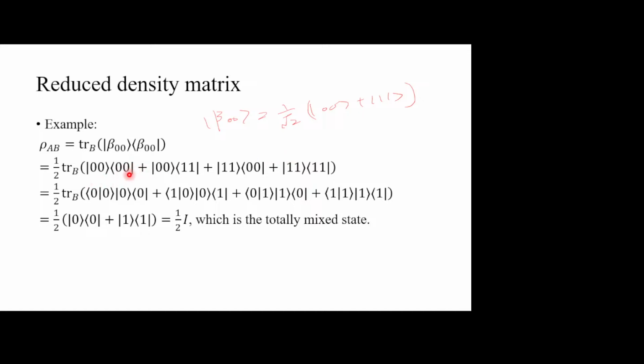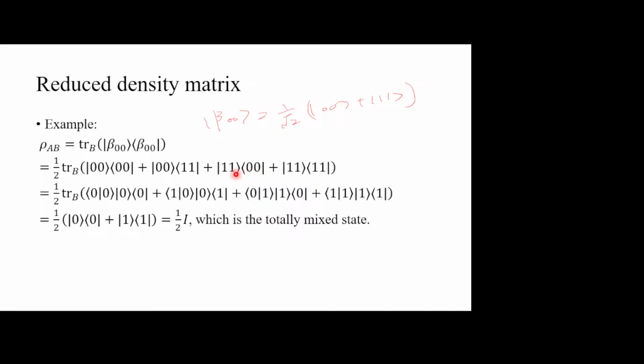So 0, 0, 0, 0, and 0, 0, 1, 1, 1, 1, 0, 0, and 1, 1, 1, 1. And then you do trace B on all 4 of them, because each one of them is in tensor form. So here the trace B becomes the inner product between 0, 0, and you will be left with the A part, which is 0, 0. And here the trace B is the inner product between 1 and 0, and you are left with the A part, which is 0, 1.